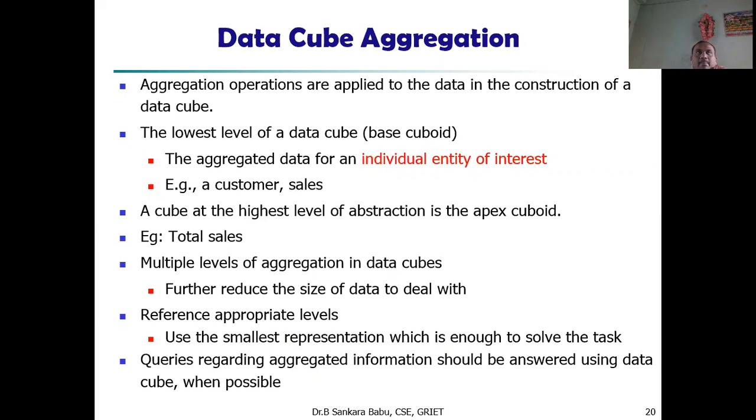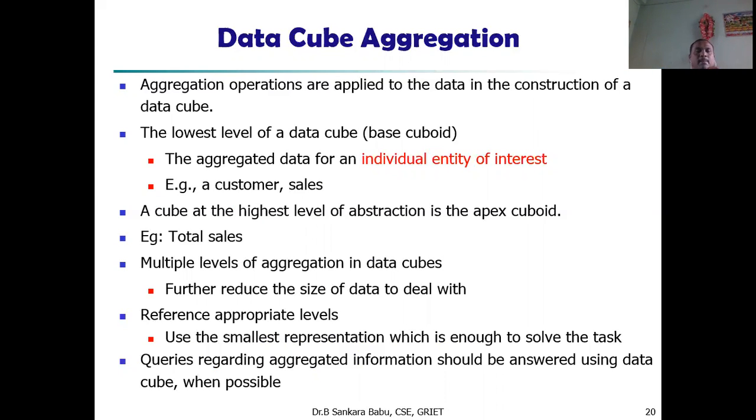Data cube aggregation. Aggregation operations are applied to the data in the construction of a data cube. The lowest level of the data cube is called the base cuboid. In this one, we aggregate the data for an individual entity of interest. For example, for a customer, what is the customer data? What is the sales data? Like that. Next, a cube at the highest level of abstraction is called the apex cuboid. Example, total sales in the company.